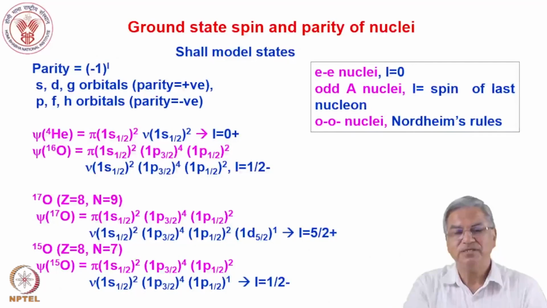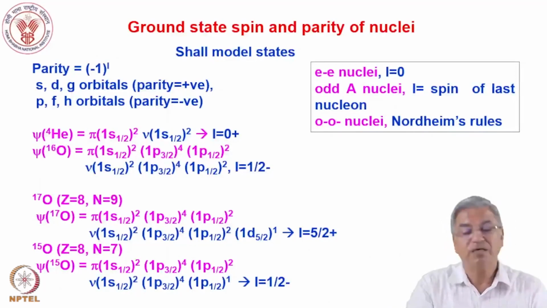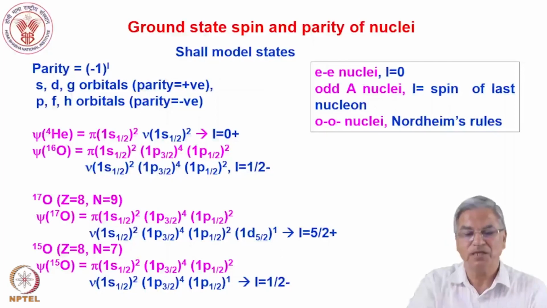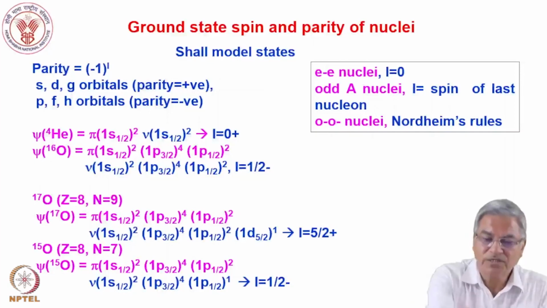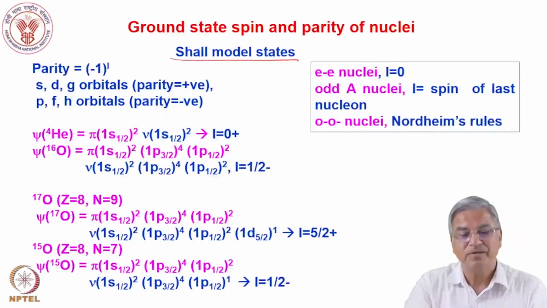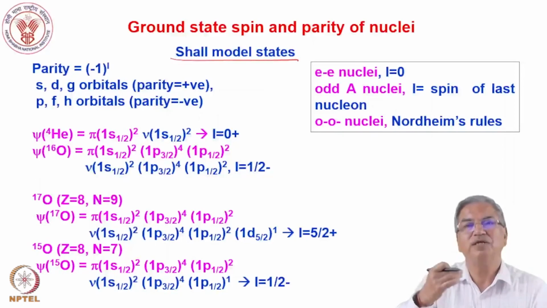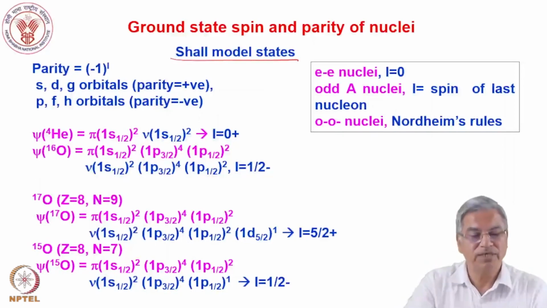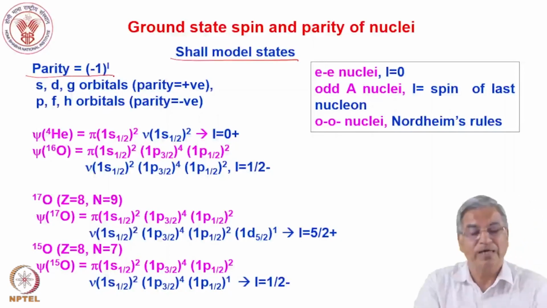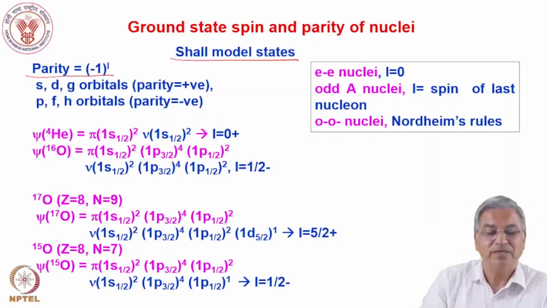Now let us see how we can explain the ground state spin and parity of nuclei. The bulk of this lecture we will spend on this. So we will construct the shell model states for nuclei using the filling of the nucleons in the shell model states, and we will use parity. So parity, what is parity? It is nothing but (-1) to the power L, where L is the orbital state.